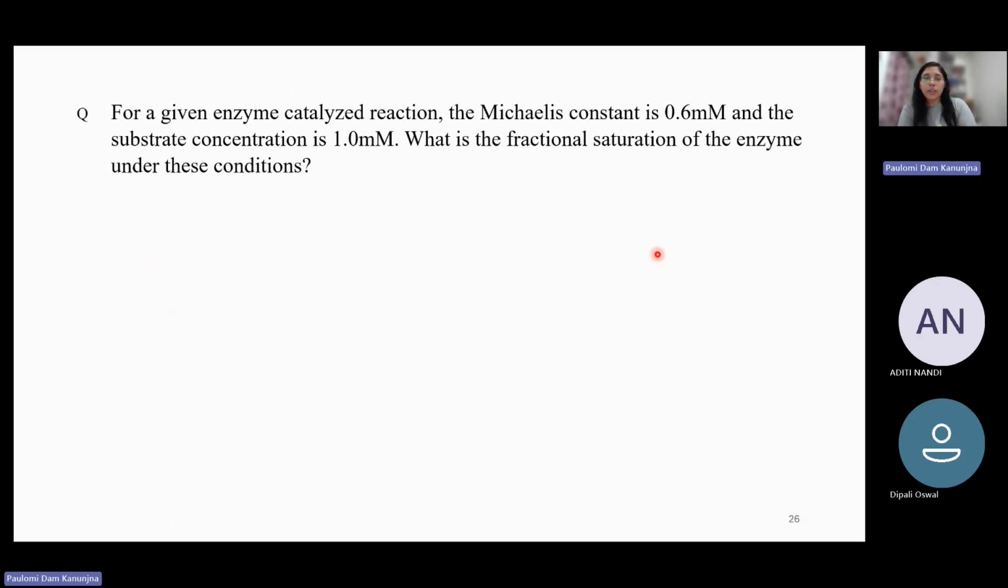Okay. Another quick one question. I told you about enzyme also, so one question on enzyme. Just to give you, what do you say, a revision of the Michaelis-Menten equation.